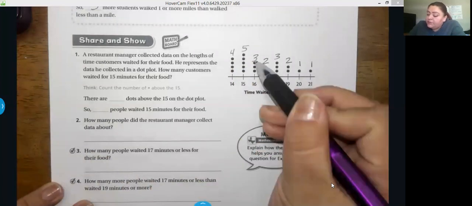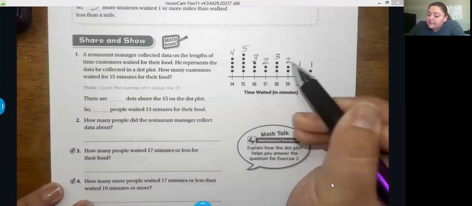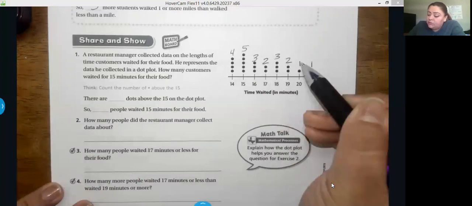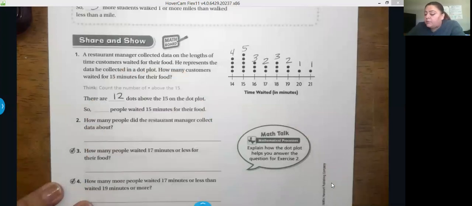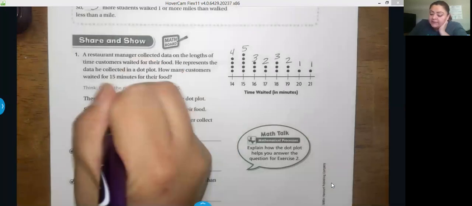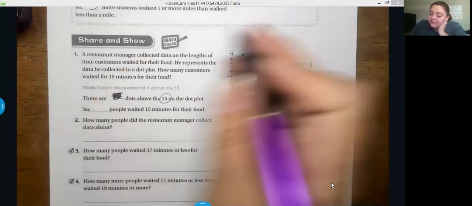So I've got 3 plus 2 is 5. Plus 3 more is 8. 9, 10, 11, 12. So there are 12 dots above the 15. Oh, I'm sorry, I messed that part up. I'm so off today, guys. We're looking at just above the 15. I'm sorry, and that's going to be 5.